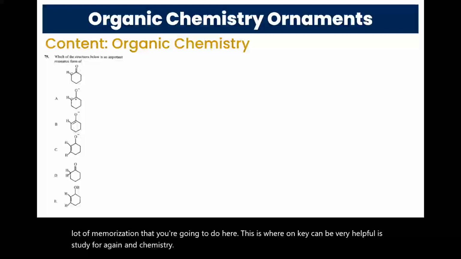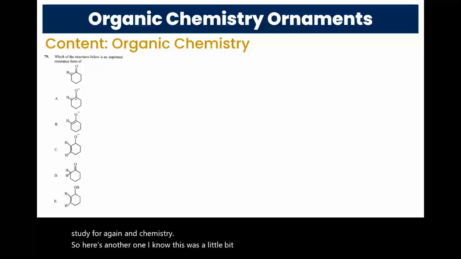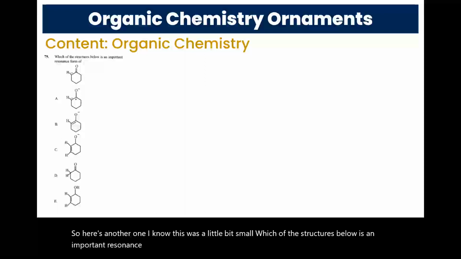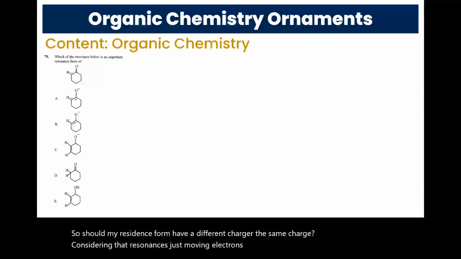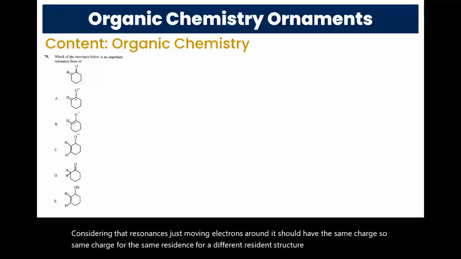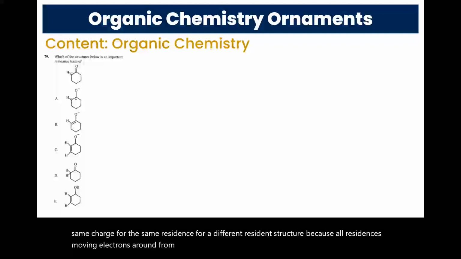So here's another one. I know this one's a little bit small. Which of the structures below is an important resonance form of the anion shown below? So we're looking for an important resonance form. Should my resonance form have a different charge or the same charge? Considering that resonance is just moving electrons around, it should have the same charge. All resonance is, is moving electrons around from place to place. So do any of these fail in that department?